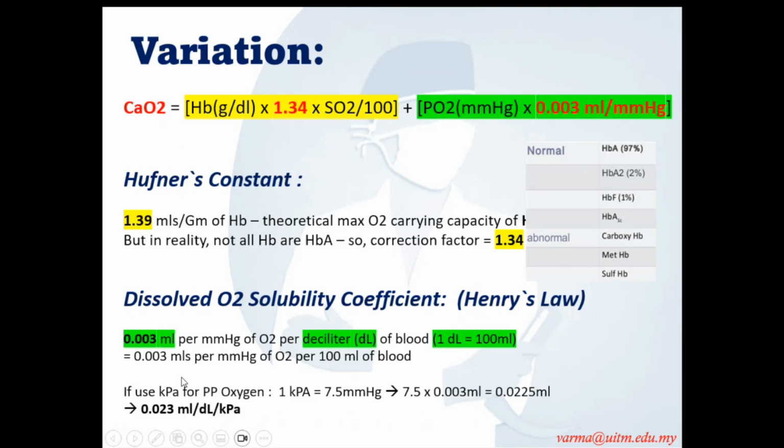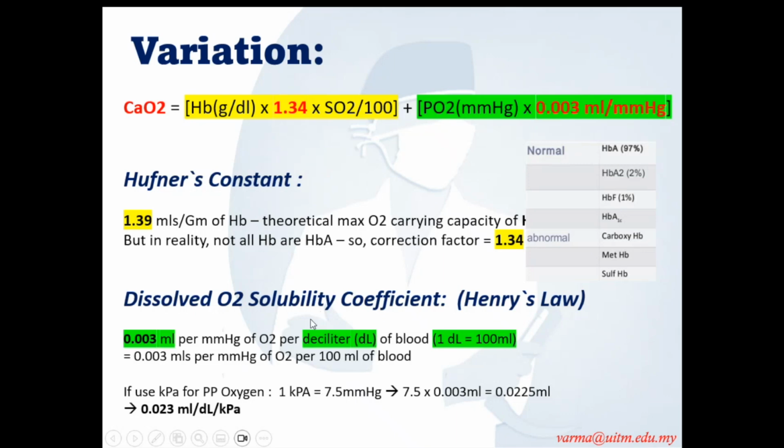But some books use kilopascal instead of millimeter mercury for partial pressure of oxygen. So you may find the number 0.0225, which is rounded to 0.023, because when they use kilopascal, 1 kilopascal is equal to 7.5 millimeter mercury. So 7.5 times 0.003, you will get 0.0225 and then 0.023. So some books may mention this. You have to pay attention to the kilopascal. If they use kilopascal, they're going to use 0.023. If they use millimeter mercury, they're going to use 0.003 mL.